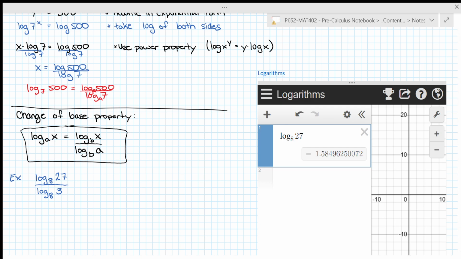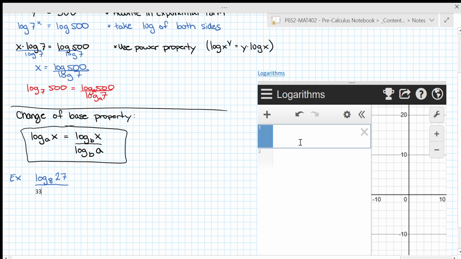And the log base 8 of 3, same thing. It's looking for what's the exponent on the power of 8 that would give me 3 as an answer. But if I wanted to, I could change this base. I have this on the right hand side now, and I could change it to the left hand side, where my x is 27, and my a is 3.